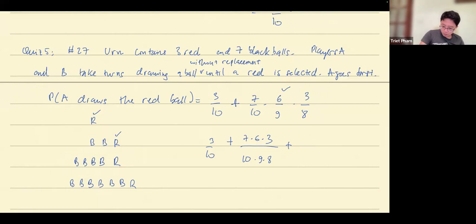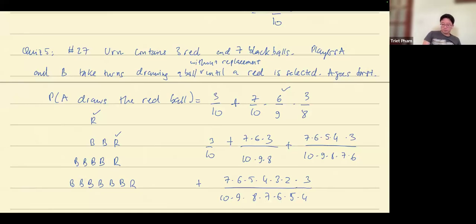What about this? This will be 7 times 6 times 5 times 4, times 3 over 10 times 9 times 8 times 7 times 6. Is that okay? That's this one. And then finally, you have 7 times 6 times 5 times 4 times 3 times 2, and then times 3 over 10 times 9, 8, 7, 6, 5 times 4. Are we okay with this? Any question?